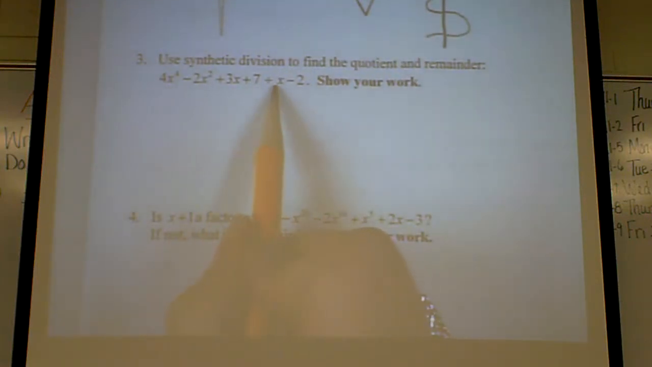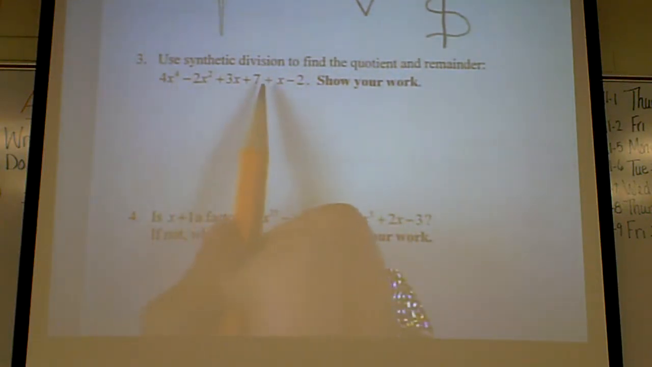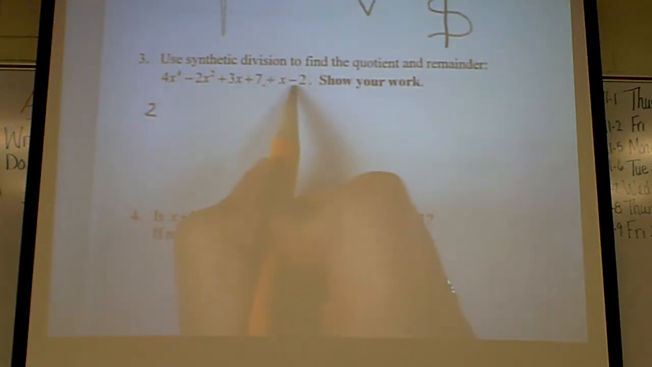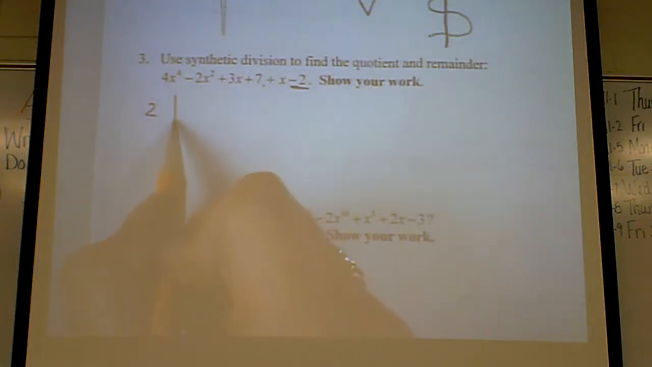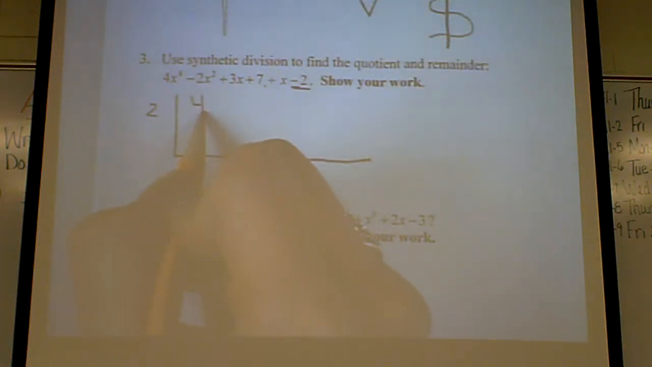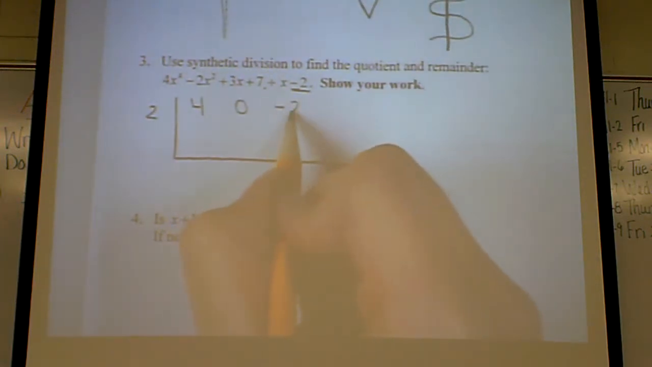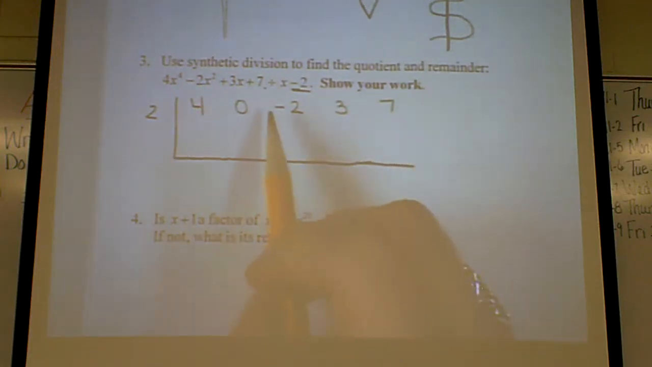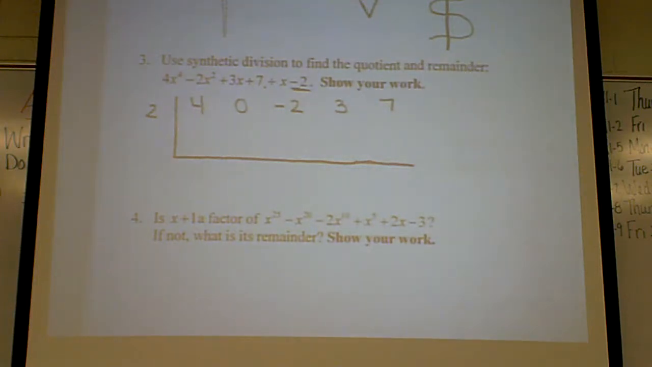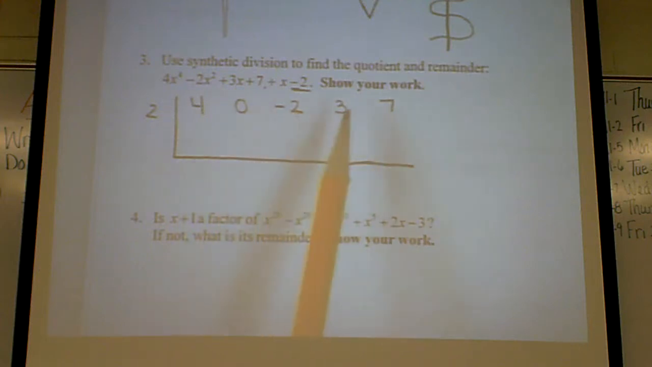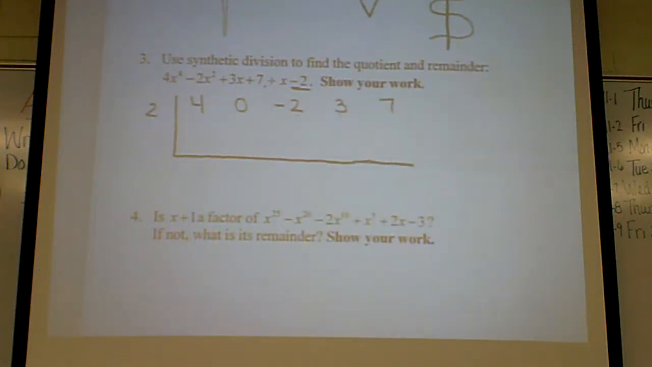So I take x minus 2 into this. What number do I use? 2. I take the opposite of this right here. So I'm putting 2 in, and what are my numbers? 4, 0, negative 2, 3, and 7. You want to make sure you have this 0 in here. To double check, think of it this way: you start with the 4 exponent, so 4, 3, 2, 1, 0. Make sure you have the correct amount of numbers.